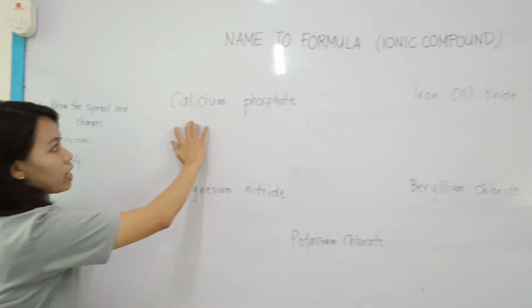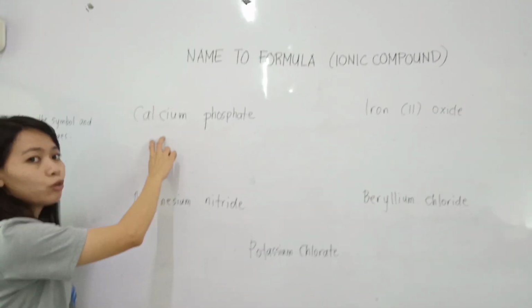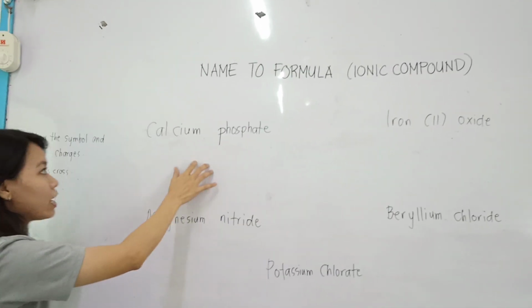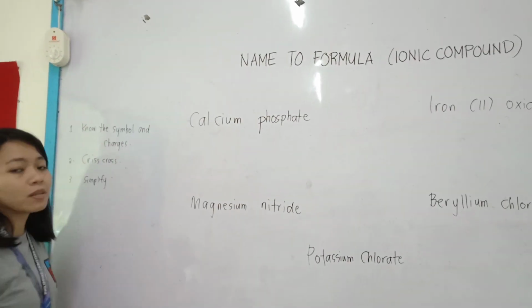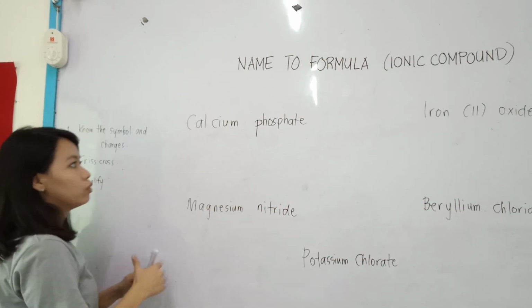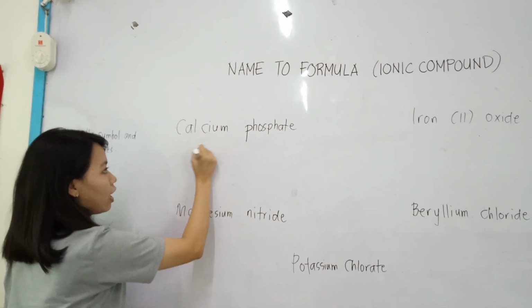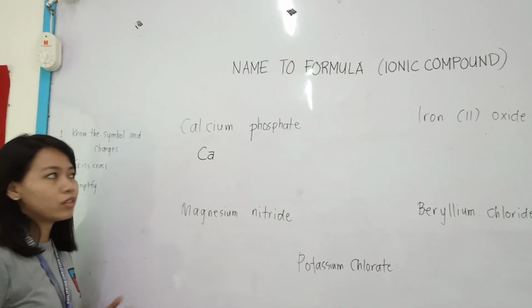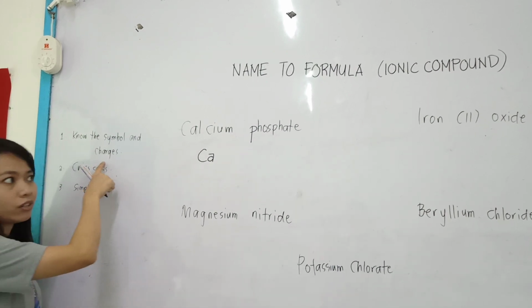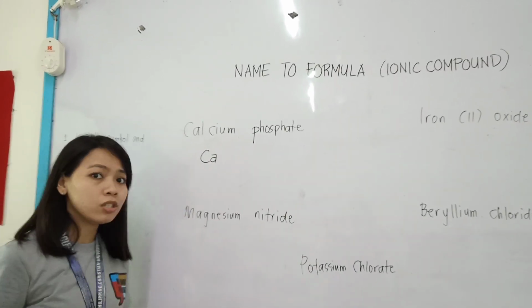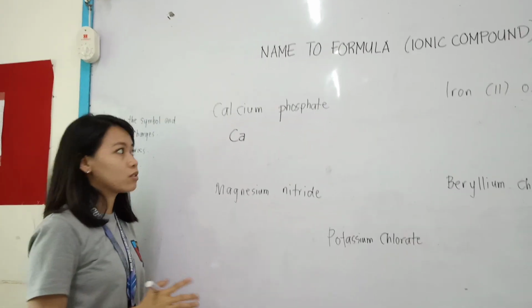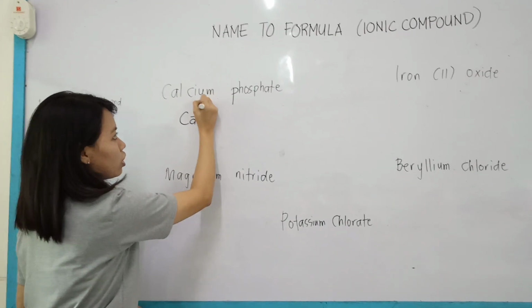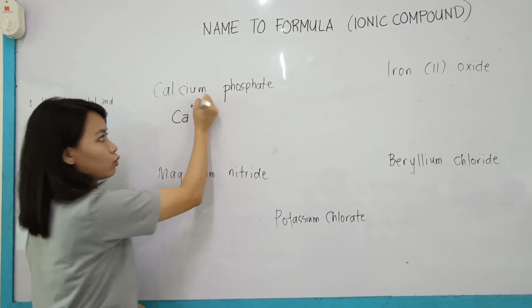So here we have an example, calcium phosphate. Once again, i-apply natin yung rules natin dito. First, know the symbol and charges. The symbol for calcium is Ca. Next, alamin ang charge. Charge of calcium, saan niyo siya makikita? Once again, sa periodic table of elements. Calcium has a charge of plus 2.